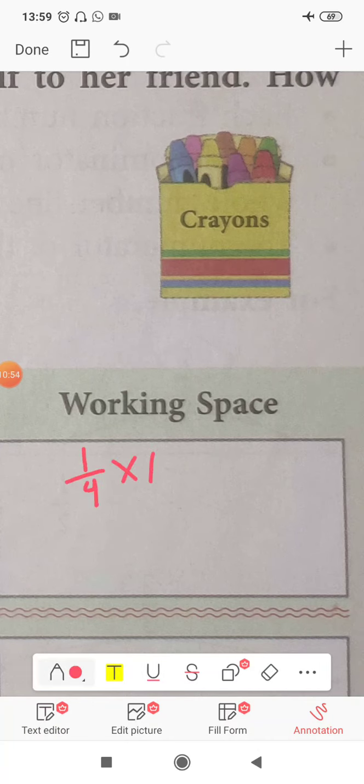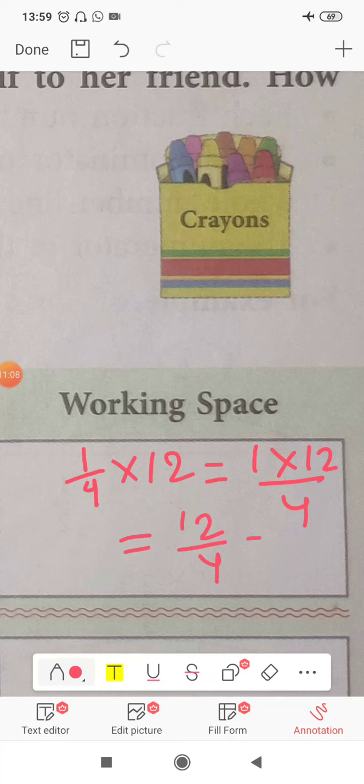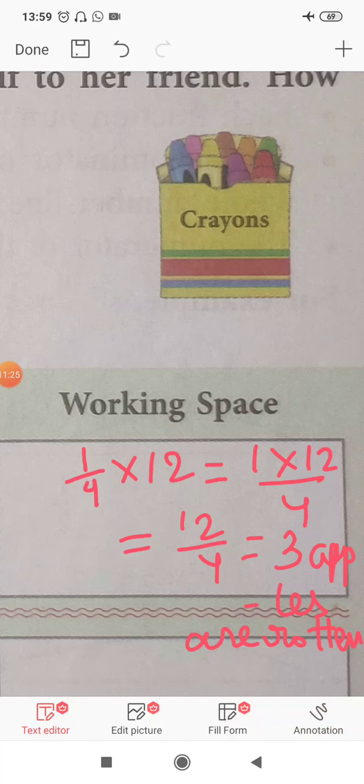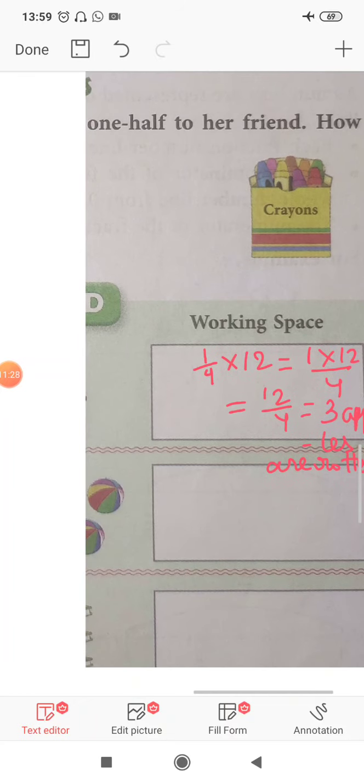1 by 4 multiplied by 12. 1/4 of 12, so I will write 1 by 4 multiplied by 12. Now multiply the numerator. Yes, 1 into 12 by 4. Then what do we get? 12 by 4. If we divide 12 by 4, what is the answer? 3. So 3 apples are rotten. Okay everyone, you have to write like this in words: 3 apples are rotten. Now let's move on. Let's see the next question.